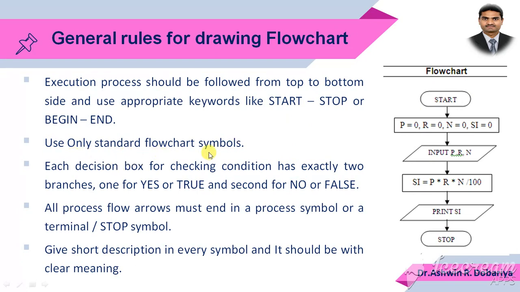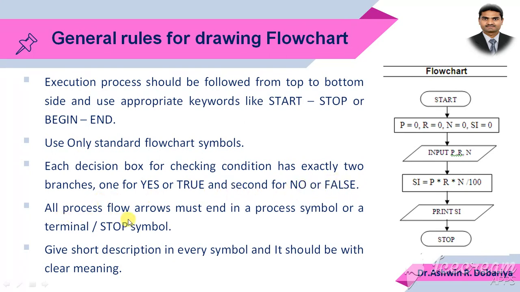The second rule is to use only standard flowchart symbols in a flowchart. It means do not use any other symbols which are not a part of flowcharts. Sometimes in your C program logic there is a condition, and we will see in this video how we can draw the flowchart of a condition. For a decision box we use the decision symbol, and whenever we use the decision symbol, it has two branches. One is if the condition becomes true or yes, then what you want to do, and if the condition becomes false, then what you want to do.